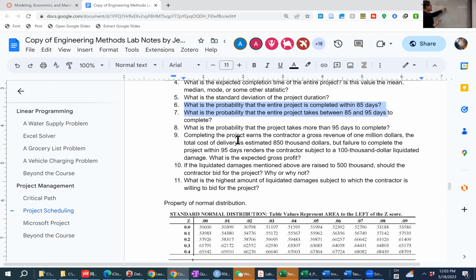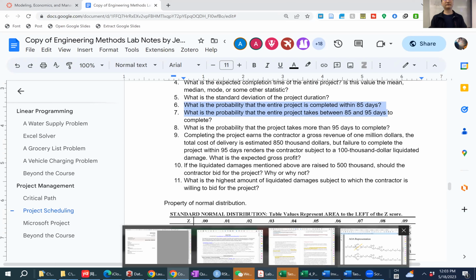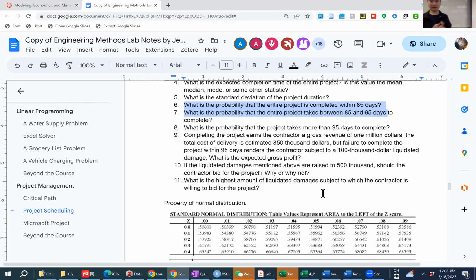And remember that when we sum, we need to sum the variances instead of summing any quantity like the standard deviation. It'll be incorrect if we sum the standard deviations. Instead, we need to take the variances to calculate the total variance. Okay, now for question 6 we need to find the probability for a project to be completed within 85 days.